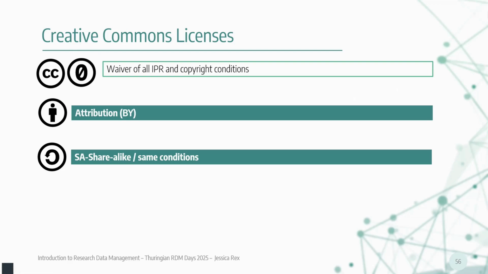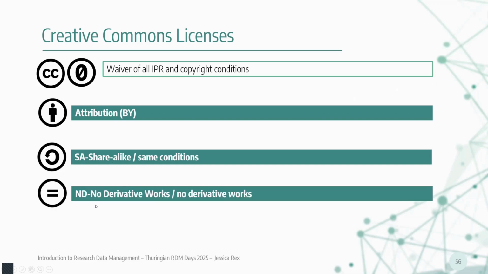Another choice, if you want to be sure that your data are shared under the same conditions as you made them available, is picking the CC SA, the so-called share alike license agreement. What we would not recommend is picking CC ND, which means no derivative works. It's self-explanatory. If you use this license, people will not be allowed to change your work in any way or create derivatives of it.